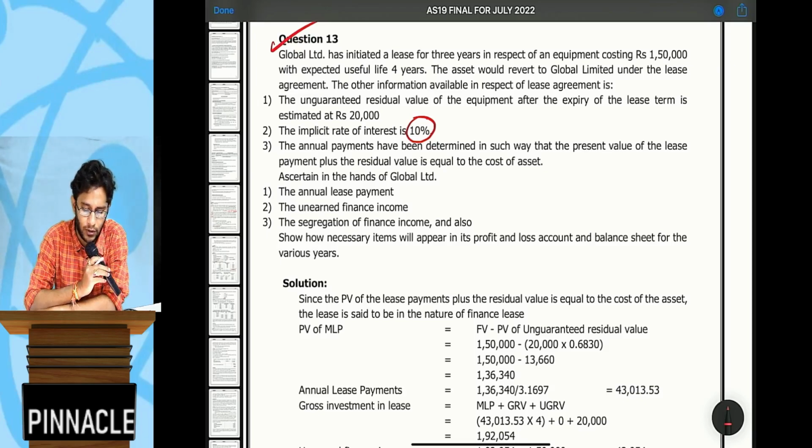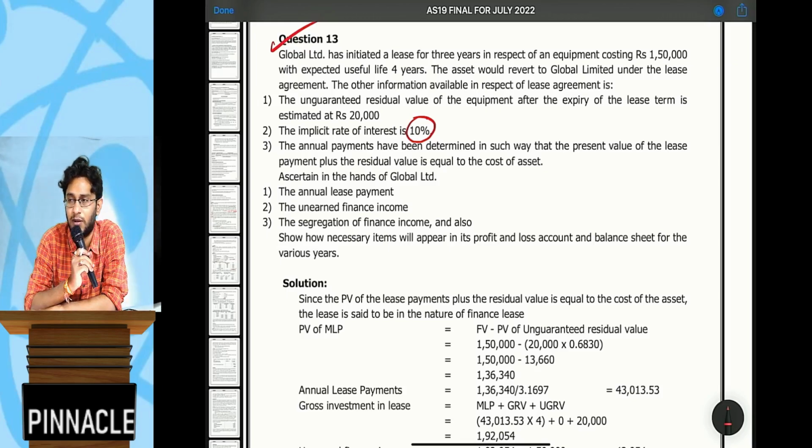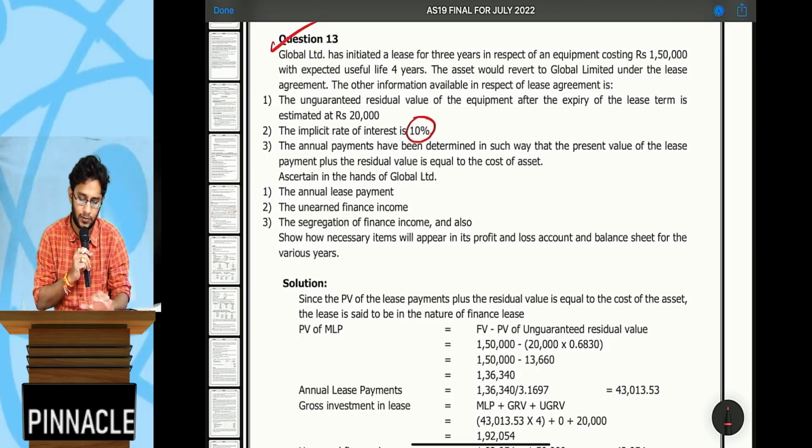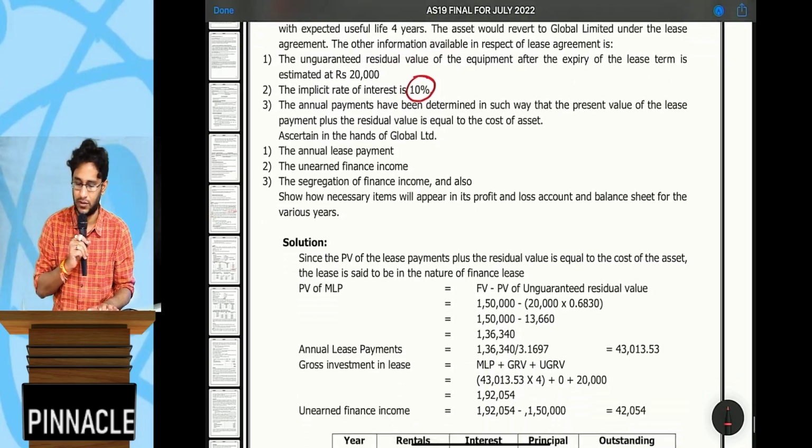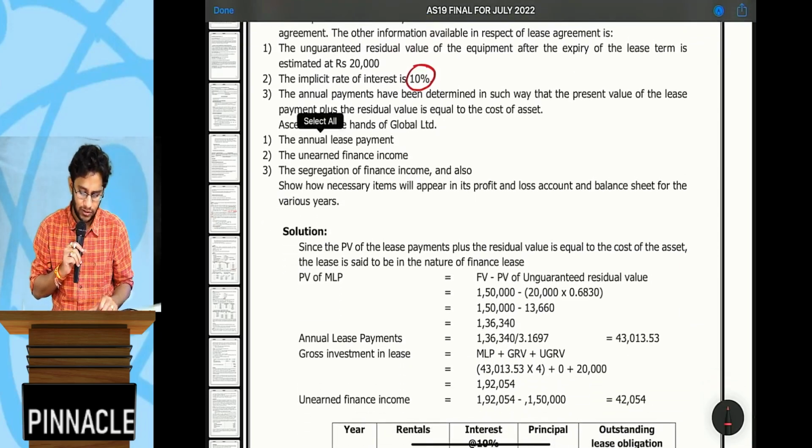Ascertain in the hands of Global Limited annual lease payment, unearned finance income, and segregation of finance income. Segregation of finance income means for each installment, how much interest income is there, you have to work out. How will you work that out? A table you prepare, and automatically interest will come out. Show how necessary items will appear in P&L and the balance sheet for various years. That presentation is the final question, don't worry. First, work out the lease payment, quick.